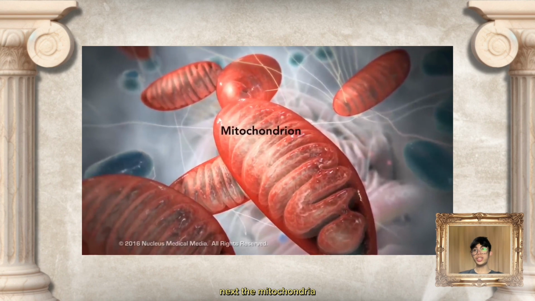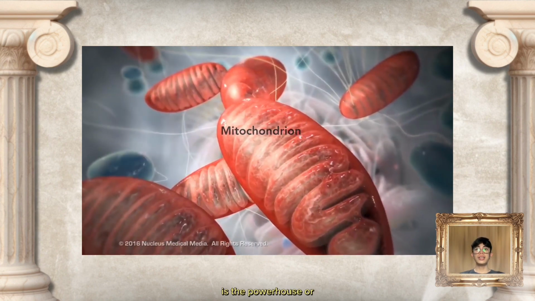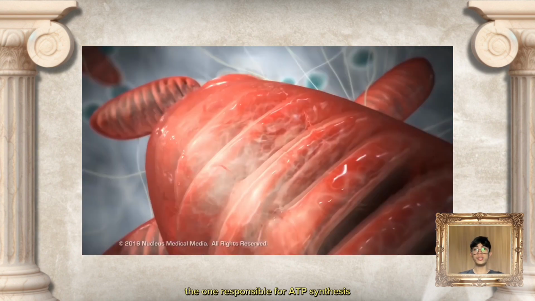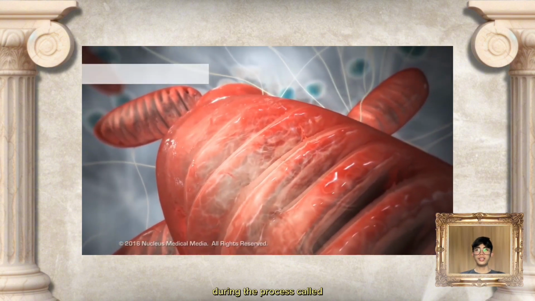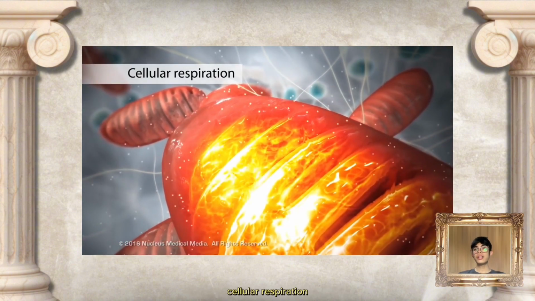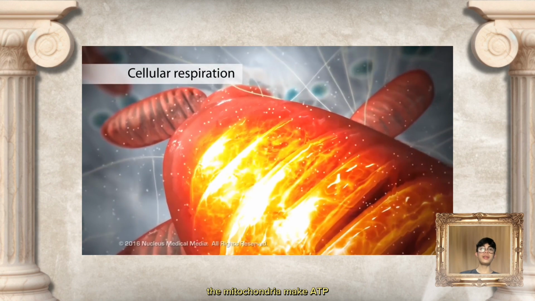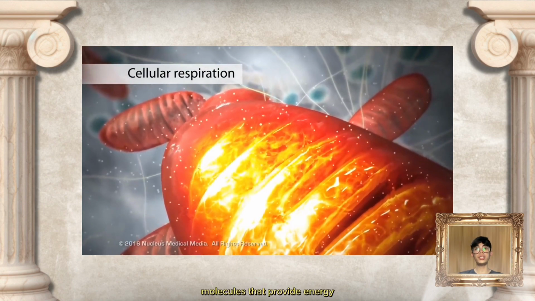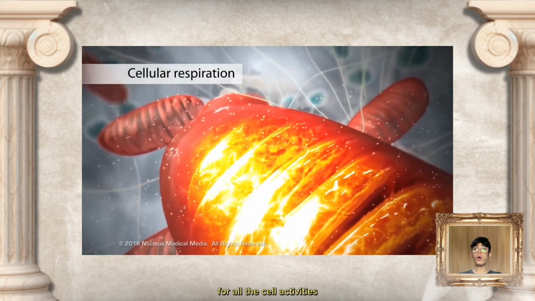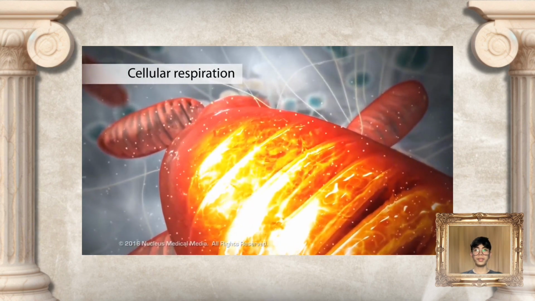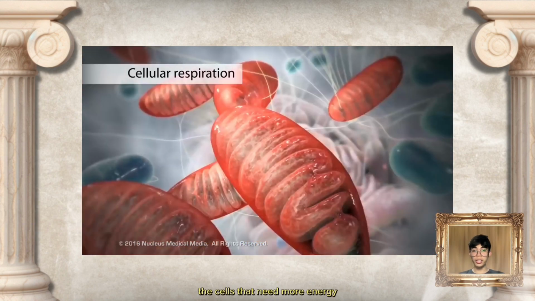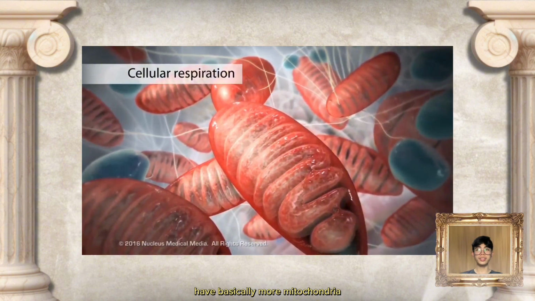Next, the mitochondrion. It is an organelle that is the powerhouse, the one responsible for ATP synthesis. During the process called cellular respiration, the mitochondria make ATP, or adenosine triphosphate molecules, that provide energy for all the cell activities. The cells that need more energy have basically more mitochondria.